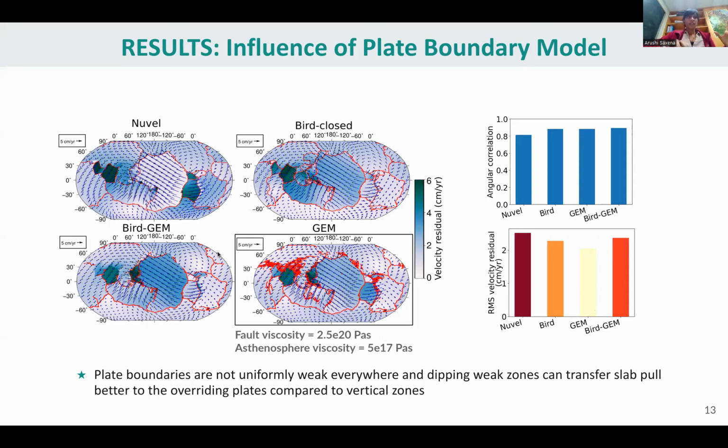And what this study already shows us is that because the GEM model fits best, we can think that in reality, plate boundaries are not uniformly weak. And because the GEM model has dipping plate boundaries, it means that if we have dipping plate boundaries, the slabs, which are also dipping, can transfer the slab pull more effectively.